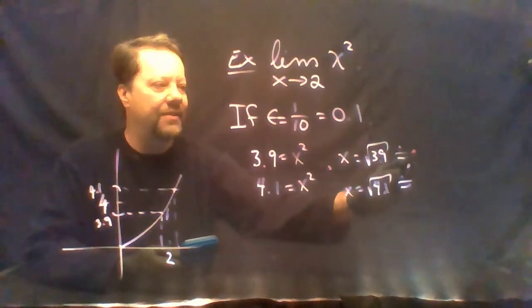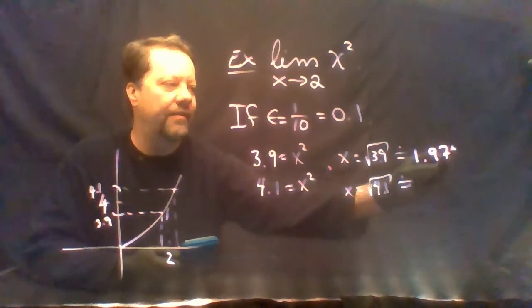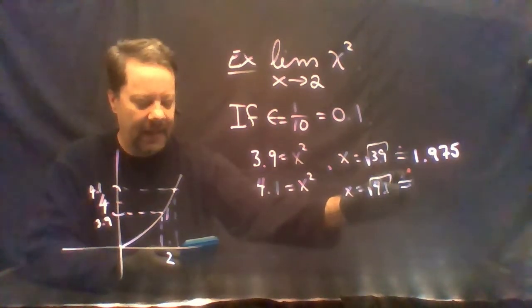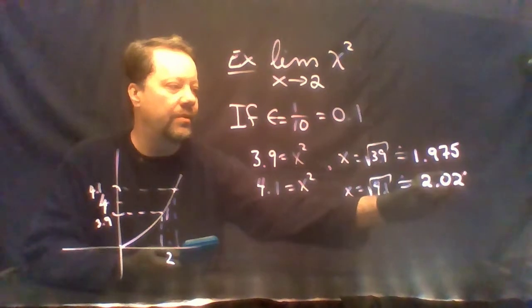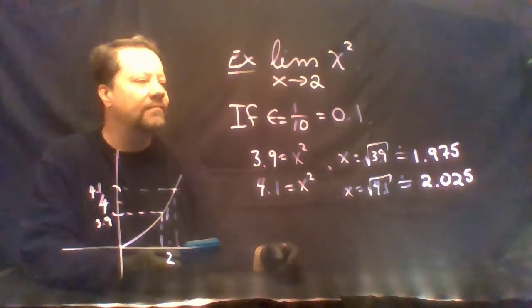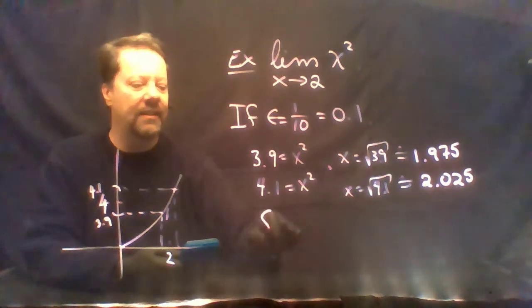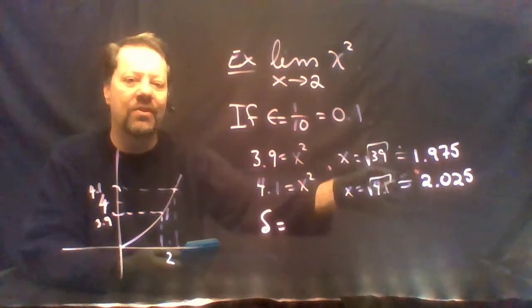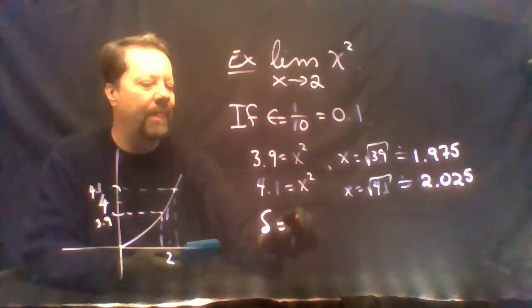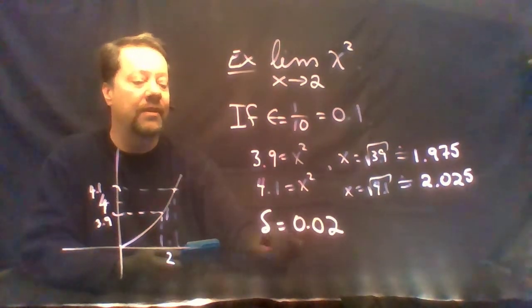My calculator is giving me 1.975-ish and 2.025-ish. It looks like we need to make delta something definitively smaller than the difference between these two numbers and 2. How about 0.02? That should do it.